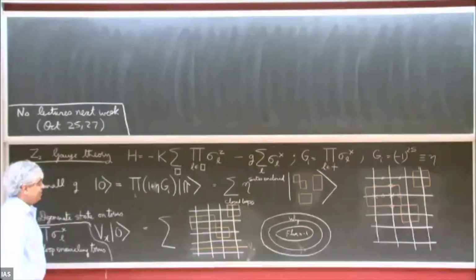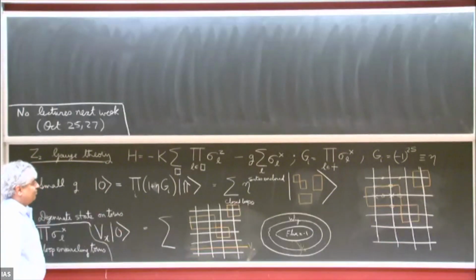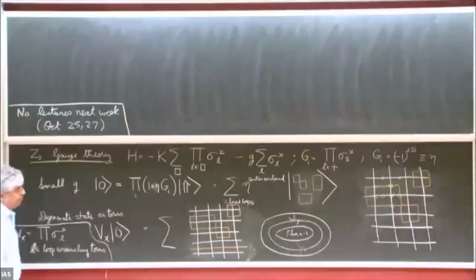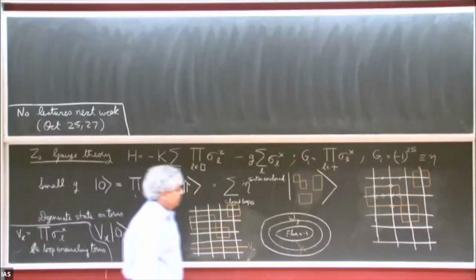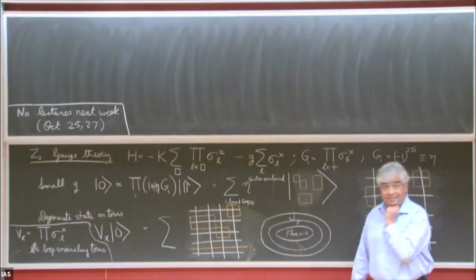Okay, so that's the action of Vx is like the same as inserting a flux through the whole of the torus. Okay. All right, so hopefully that's all perfectly clear. Any questions?